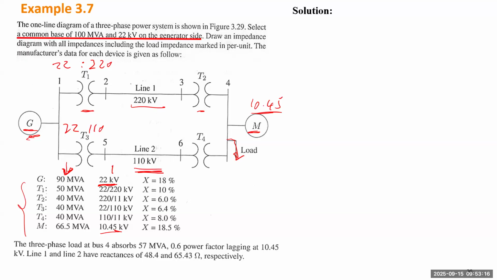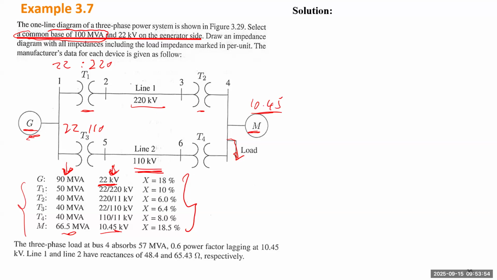And each equipment has the rated power, and it has the rated voltage. So we can use the rated voltage as the base values for calculation. But the power base will depend on the requirement. For this specific example, it asks you to take a common base, which is 100 MVA. So for every equipment, you need to use 100 MVA as the base value. Even though the nameplate gave you some rated power, you may want to change the base for the new per unit value. On the nameplate, they give you those X values in percentage.